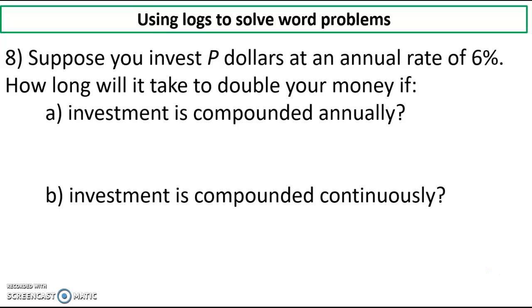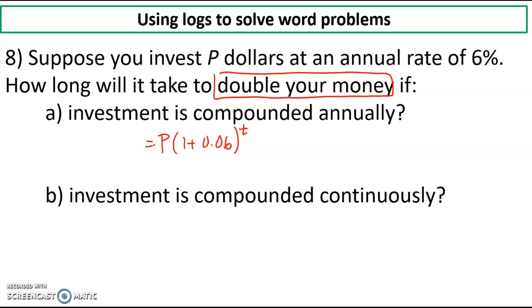All right, suppose you invest P dollars at an annual rate of 6%. How long will it take to double your money if your investment is compounded annually? Okay, so initial investment, 1 plus my rate to the t power. If I want to double my investment, then whatever my initial investment is, to double it would be 2P. All right, dividing both sides by P, I get 2 is equal to 1.06 to the t power.